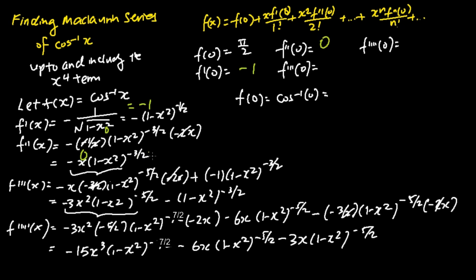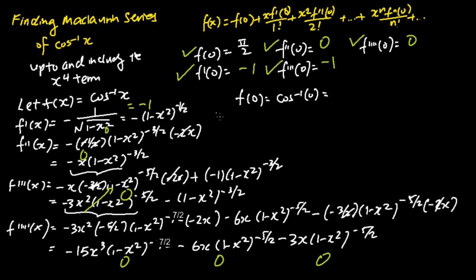How about f triple prime 0, substituting x equals 0 into f triple prime x? So for the first term itself, basically it's 0, if you can work it out. And for the second part, it will just be equal to -1 because we have 1 over 1 times -1, we have -1. Last but not least, f 4 times prime 0 is basically 0 because all three of the terms itself are 0. So we have now f(0), f prime 0, f double prime 0, f triple prime 0, and f 4 times prime 0.